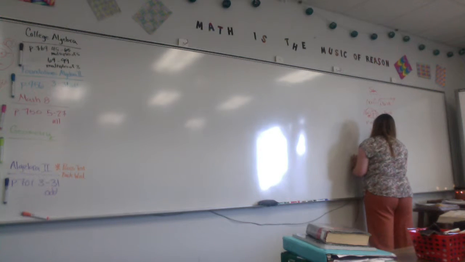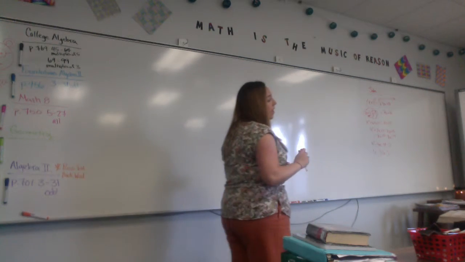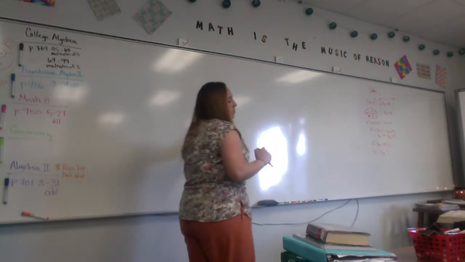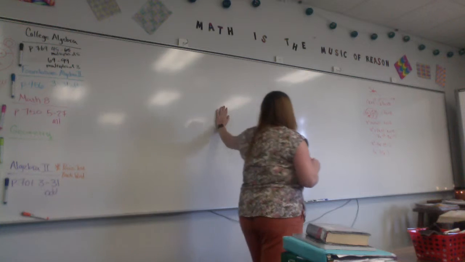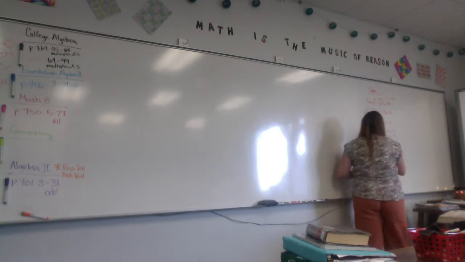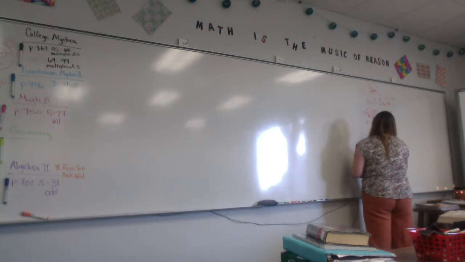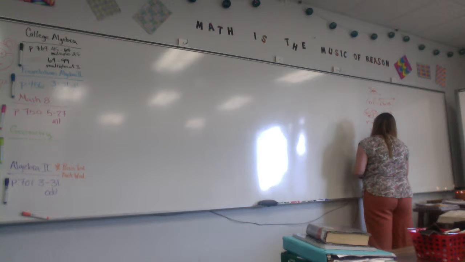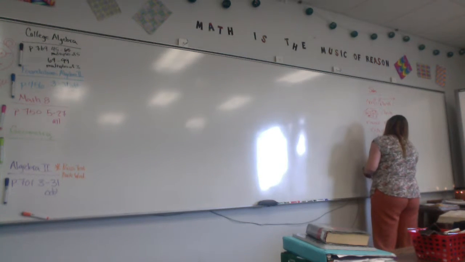Now, we have to factor. What multiplies to give me negative 14 and adds to give me negative 5? Negative 7 and positive 2, because negative 7 times positive 2 gives me negative 14, and negative 7 plus 2 gives me negative 5. So that means x equals 7, or x equals negative 2.